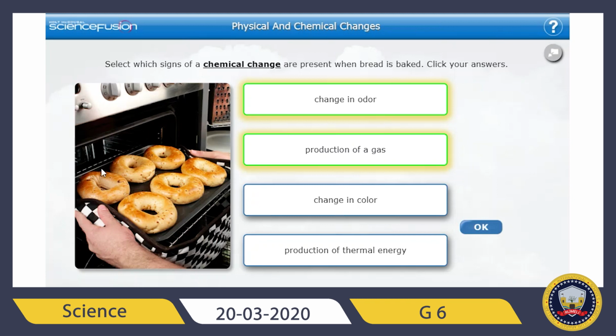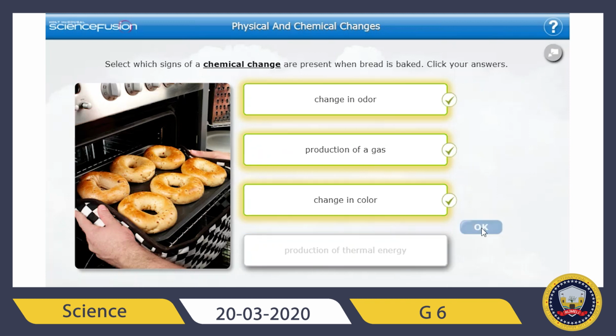Is there a change in color? There's an obvious change in color because before baking, we know that the bread is white, but now it has a brown or reddish color. So it can also be a sign of a chemical change. Production of thermal energy. We are using the effect of heat, but we are not burning the bread, and we can't say that there is a production of thermal energy. That's why I will not click on this answer.